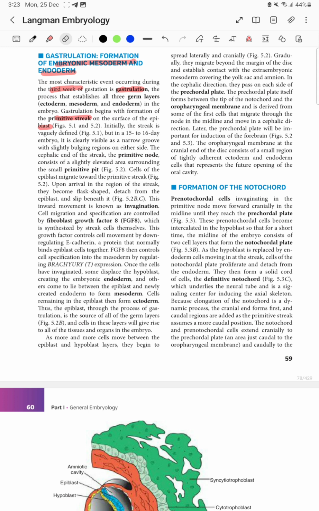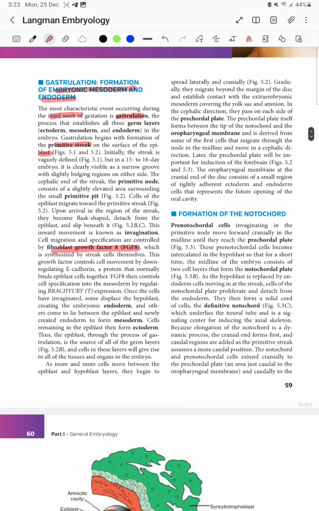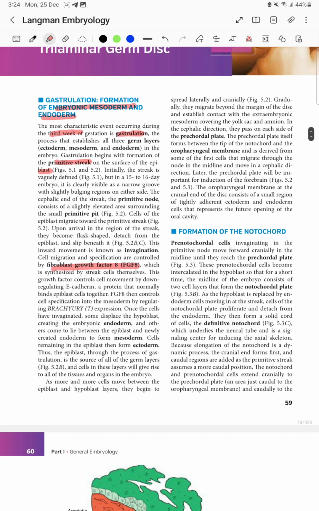Cell migration and specification is controlled by fibroblast growth factor 8, which is synthesized by streak cells themselves. So this migration of cells from the epiblast toward the primitive streak and their movement in the downward or inward direction is controlled by fibroblast growth factor 8, FGF8, which is synthesized by the streak cells themselves. So who synthesizes this? Streak cells. They themselves synthesize this.